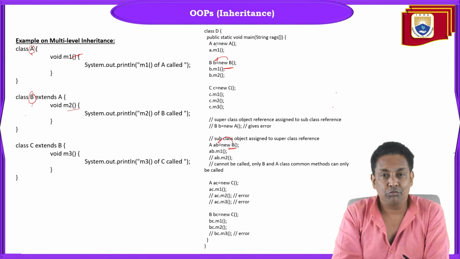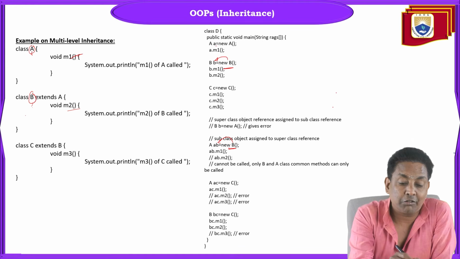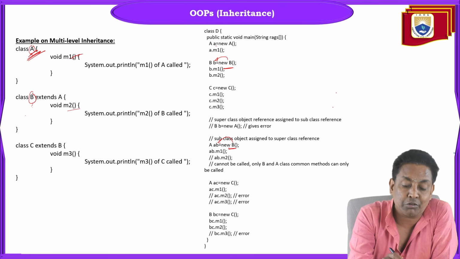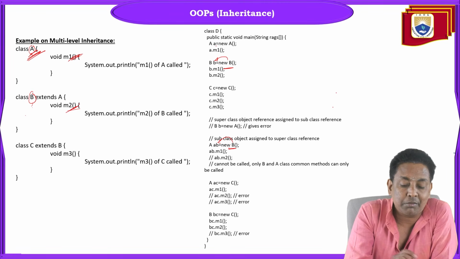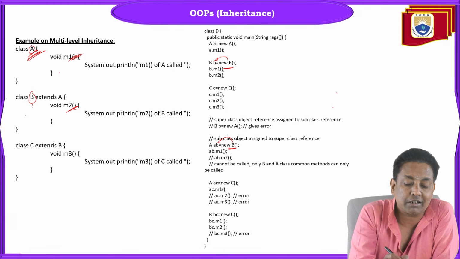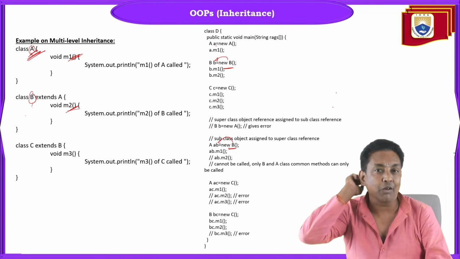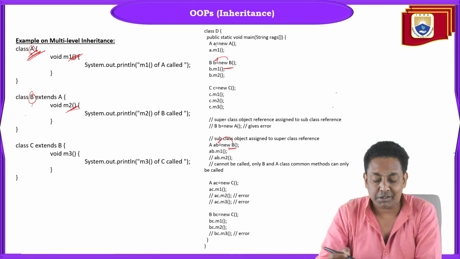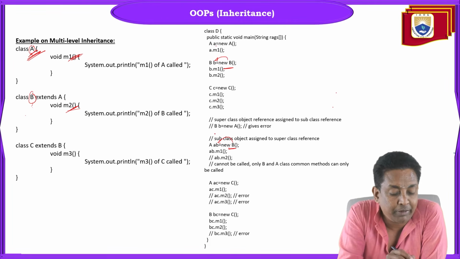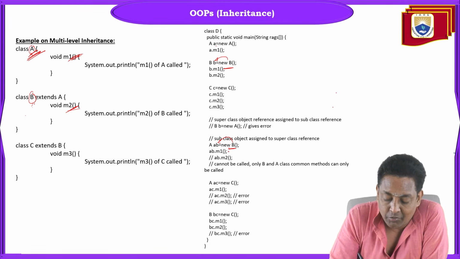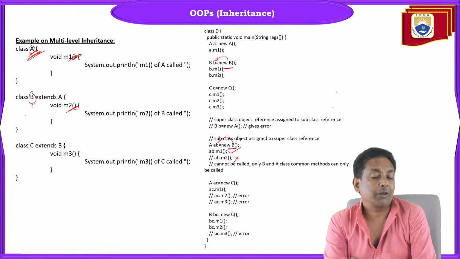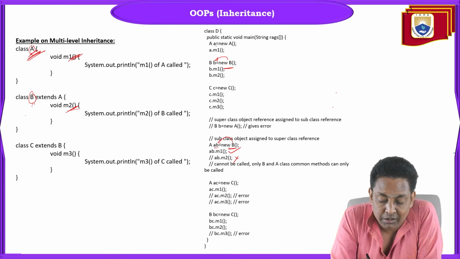Memory is allocated to B, but because the reference is taken into A, the A reference knows only its own methods. That means only the M1 method can be accessed, and the M2 method cannot. With the A reference, if you try to access M2, the compiler immediately gives an error saying the M2 method is not available. So if you create an object of B and take the reference into A, only the M1 method can be called, because the A reference knows only about M1, not M2.